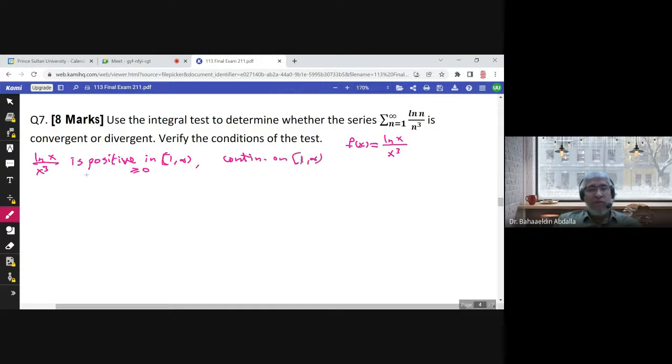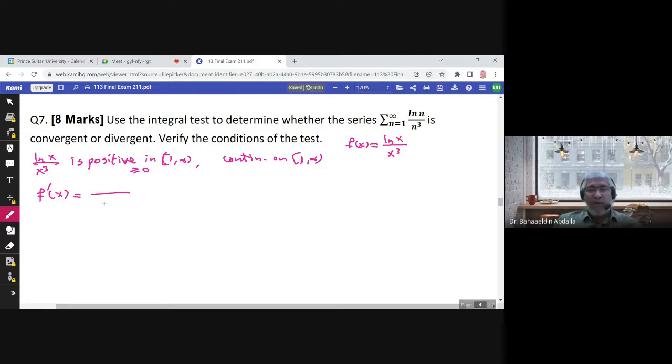because ln is continuous. And this function is not continuous at 0, but 0 is not in the domain, in this interval. So it's positive and continuous. And now we need to find f prime to see whether it's decreasing or not. So this is f prime.